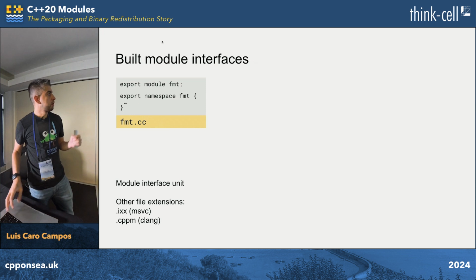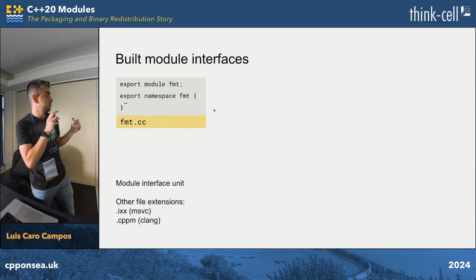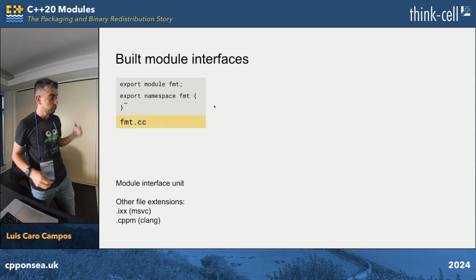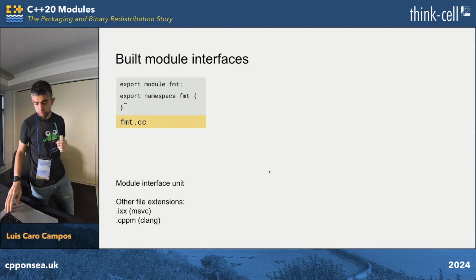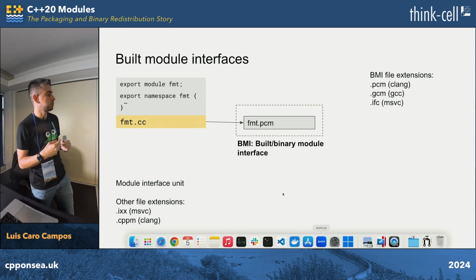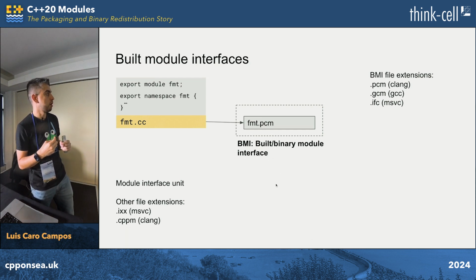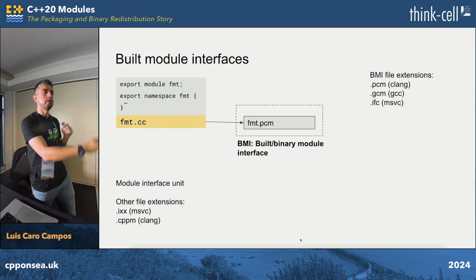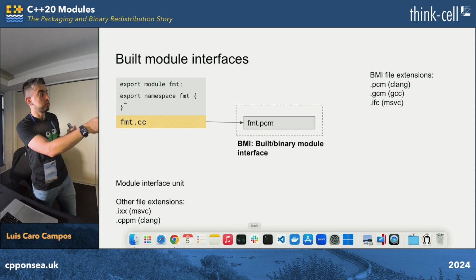So let's get to it. The module interface unit, which is that file, is the file that has the export module fmt statement. This needs to be translated first by the compiler in order to produce what is called the built module interface or binary module interface, depending on which documentation you're reading. And this file is the binary representation that the compiler needs to actually find in order to resolve that import, right? Every compiler is using a different extension for this file.